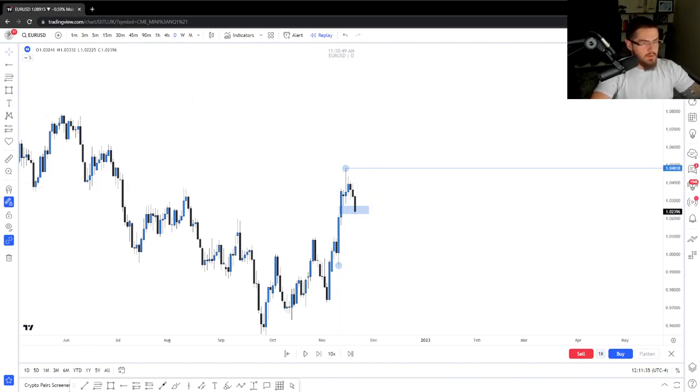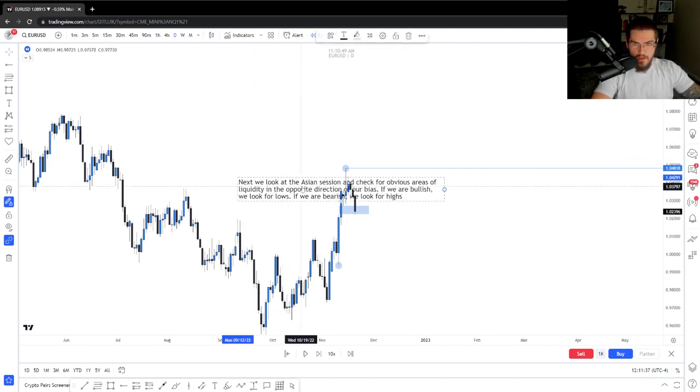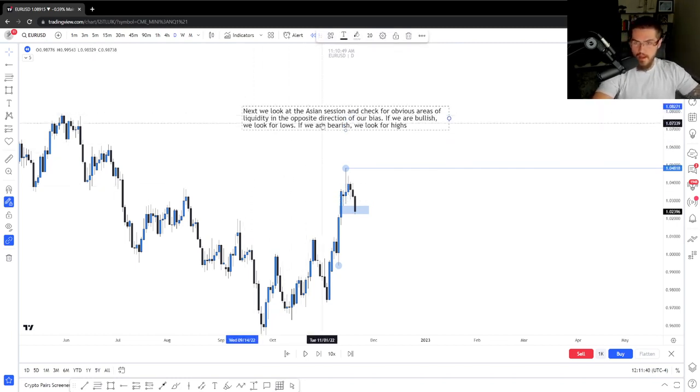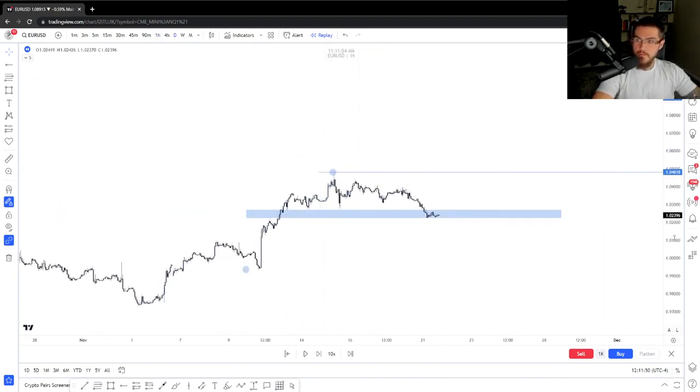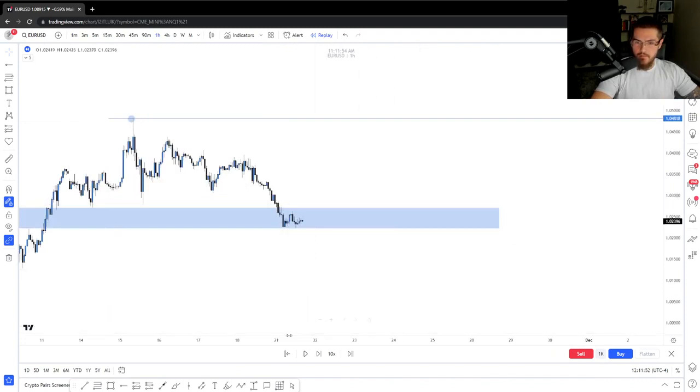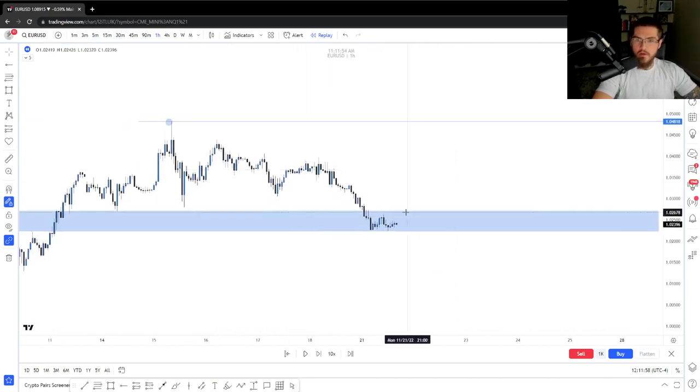So the next thing you want to do is look for the Asian session and watch any obvious areas of liquidity in the opposite direction of our bias. So if you're bullish, you're going to be looking for lows, and bearish, you're going to be looking for highs. So in this example, I'll go down to a 1 hour. And remember, we're going to be looking for this setup to occur here.